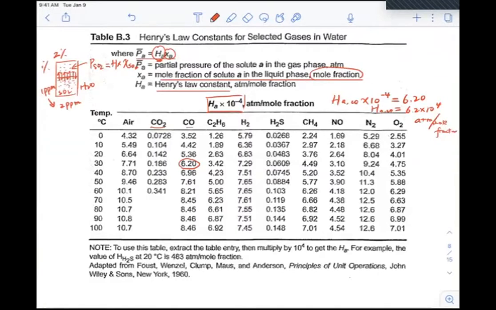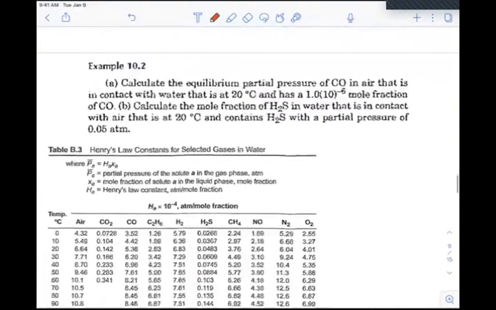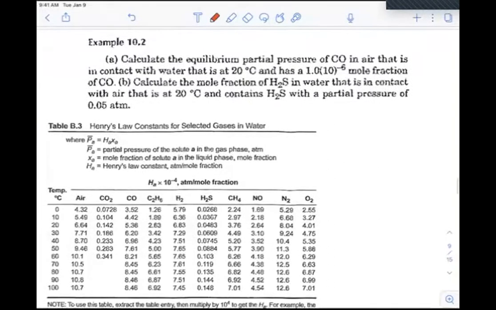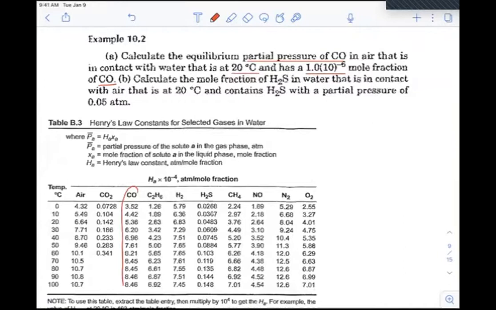So we could do a simple practice with this example problem here. It is asking: what is the equilibrium partial pressure of carbon monoxide in air that is in contact at 20 Celsius and has 1 multiplied by 10 to the negative 6 mole fraction of carbon monoxide? So this is a carbon monoxide system, and we know we have to focus on this column here, at a temperature of 20 Celsius.